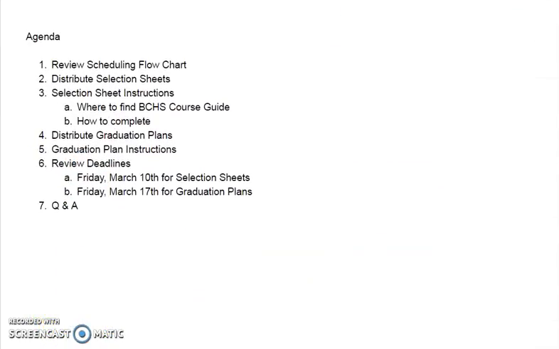We're going to start by briefly reviewing the agenda for today. We are going to go over the scheduling flowchart. We are going to give everybody a selection sheet along with some instructions on how to complete the sheets as well as where to find the BCHS course guide. We're going to distribute graduation plans and give you some instruction on how to fill those out. And finally, we're going to wrap up by reviewing some deadlines and giving students an opportunity to ask questions if you have any.